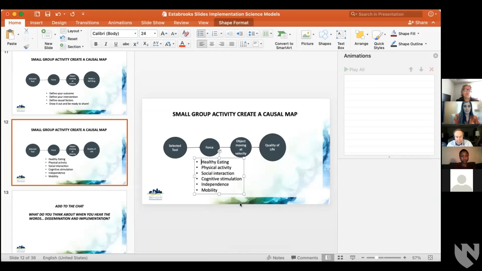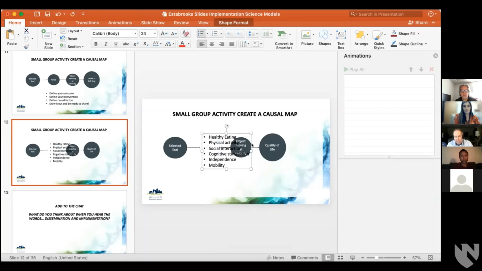Now the next thing that we want to do is, this is kind of in the middle, right? This would replace where we have force and object moving at velocity. So let's put that in the middle there. Maybe I'll take those two things out for now. So instead of a selected tool, now let's think about interventions that would have an influence on these things.